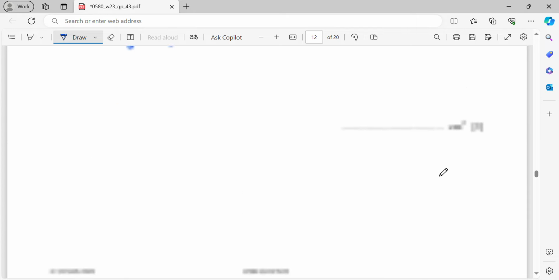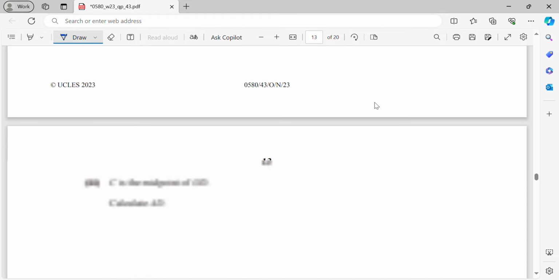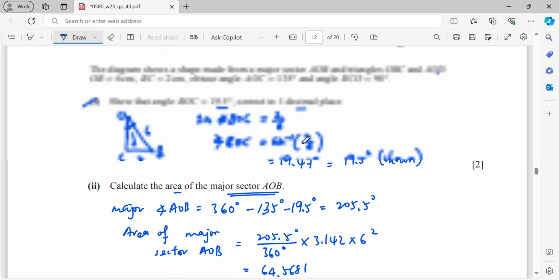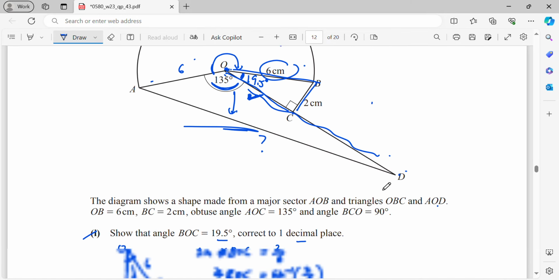That means AD squared equals OA squared plus OD squared minus 2 OA OD cos of the angle, cos 135. Okay, so now replace the values. AD squared we do not know, right? So OA is 6, OD is found.